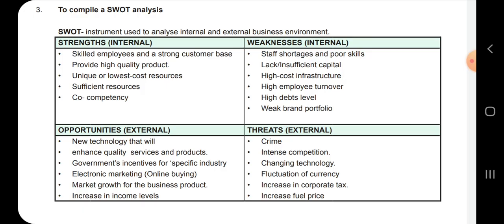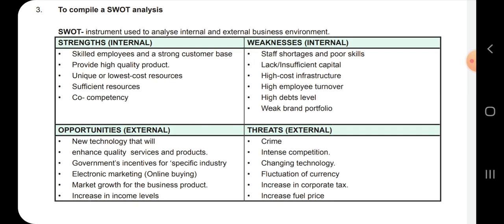We have financial, technological, human resources, all the resources that you have in the business. You have sufficient resources to help you deliver. So that is what the business has. And then weaknesses are what is preventing the business from going forward.